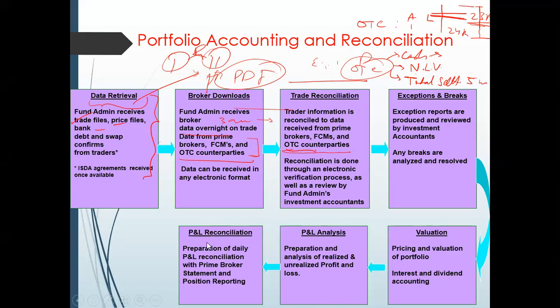Then comes the P&L reconciliation. As the name suggests, the profit and loss on a daily basis should be reconciled vis-a-vis the prime broker file.